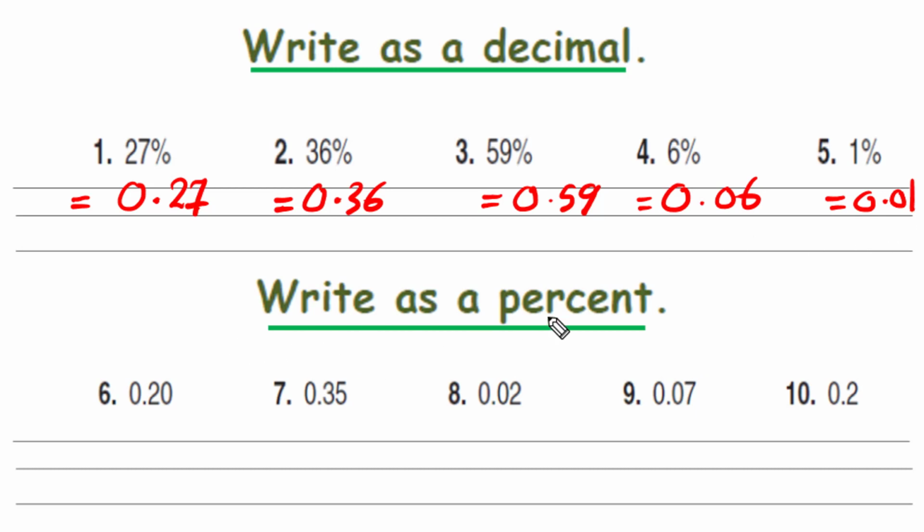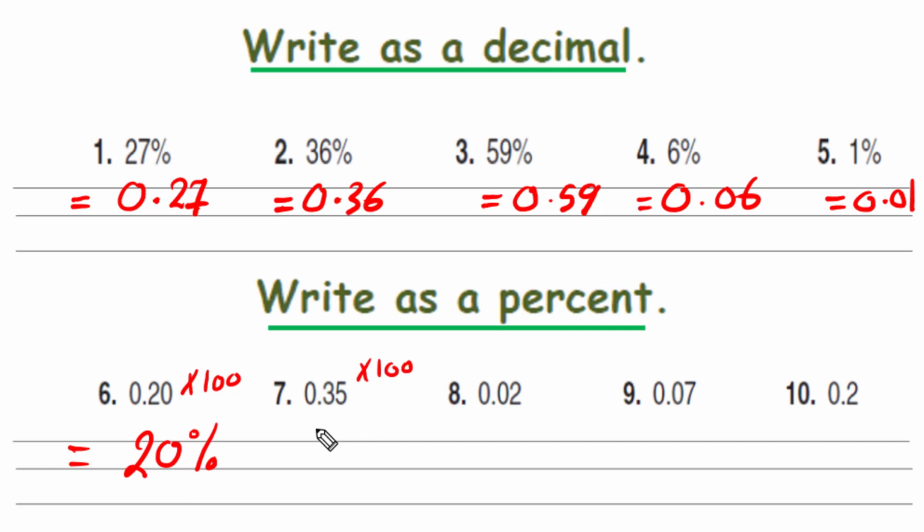Next, how can we write a percent if we have the decimal form? If we have the decimal form, to write the percent form, just multiply the decimal form by 100 and write the percent sign. We get 0.2 times 100. Just move the decimal point to the right 2 digits. We get 20 and write the sign of the percent. It will be 20%. By the same way, 0.35 times 100.